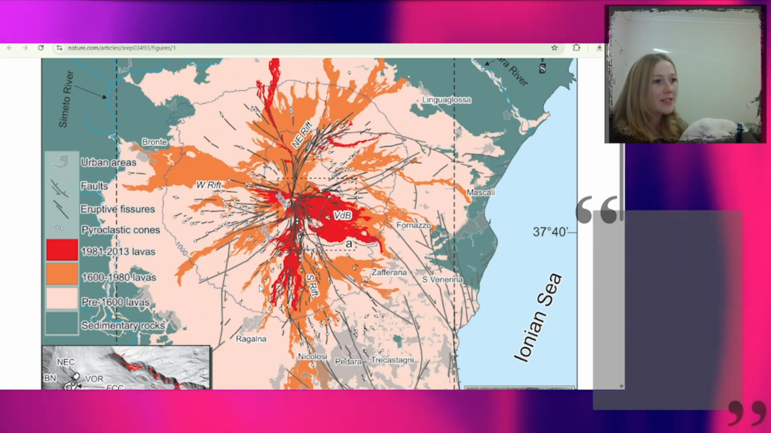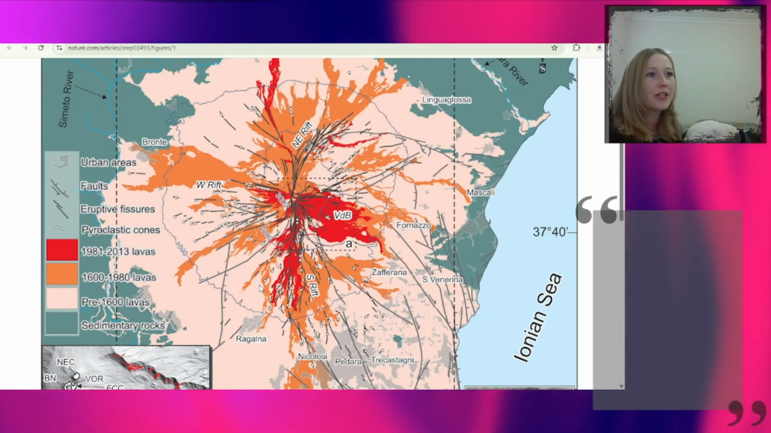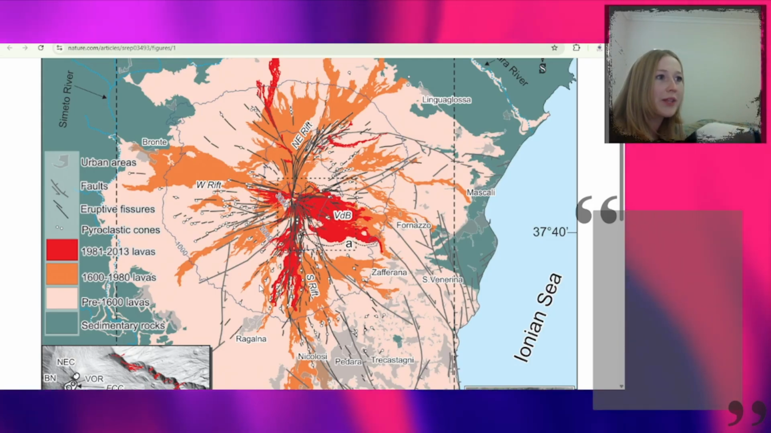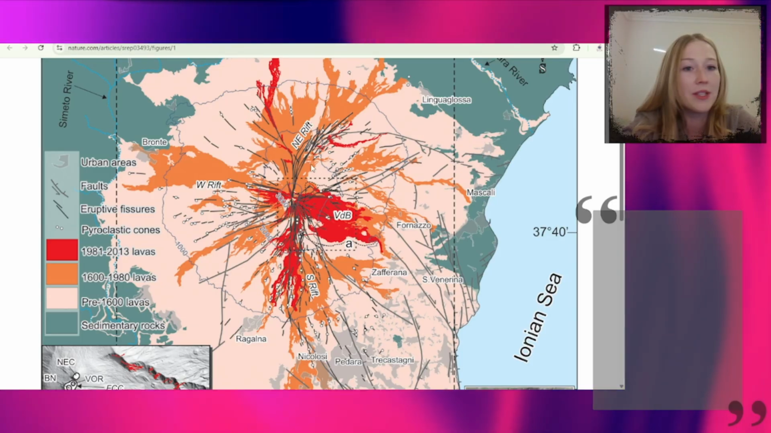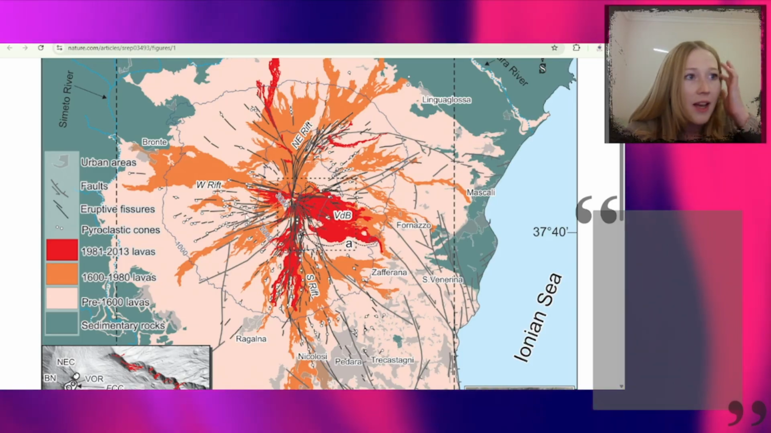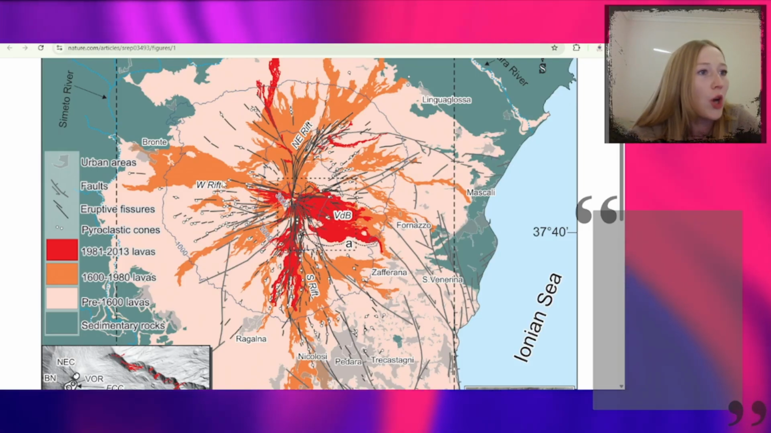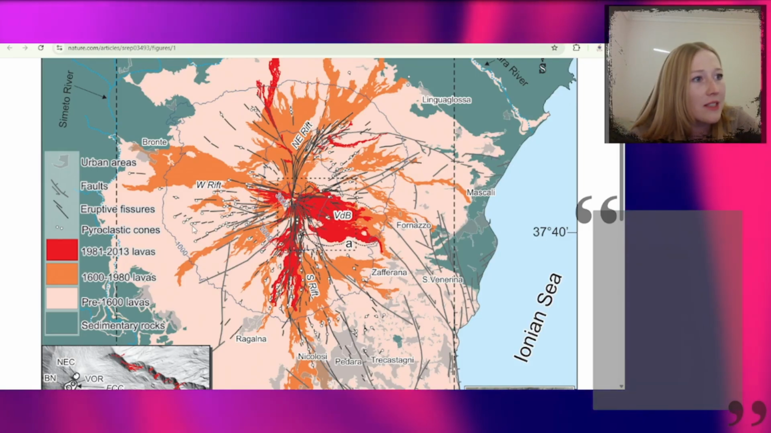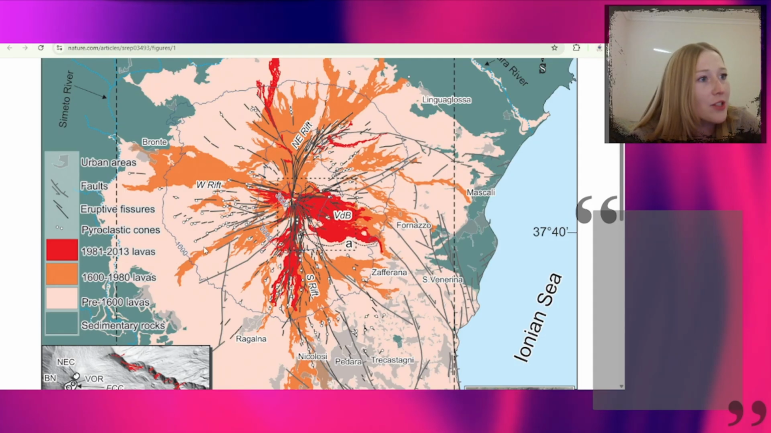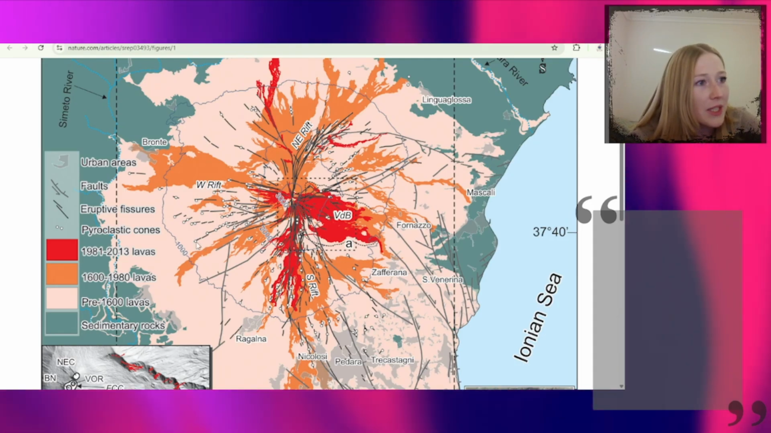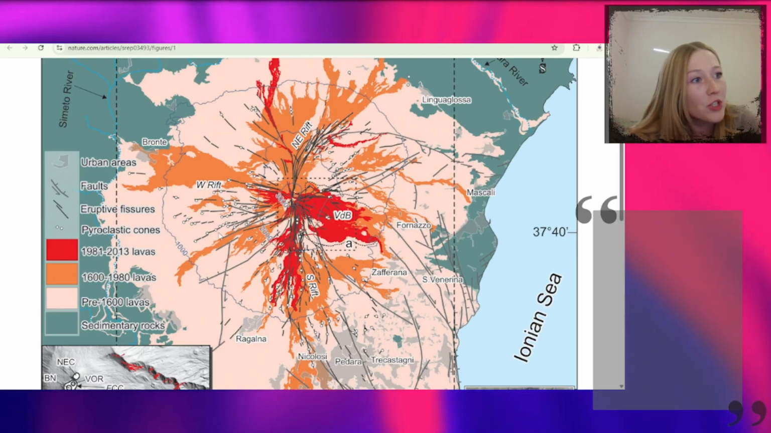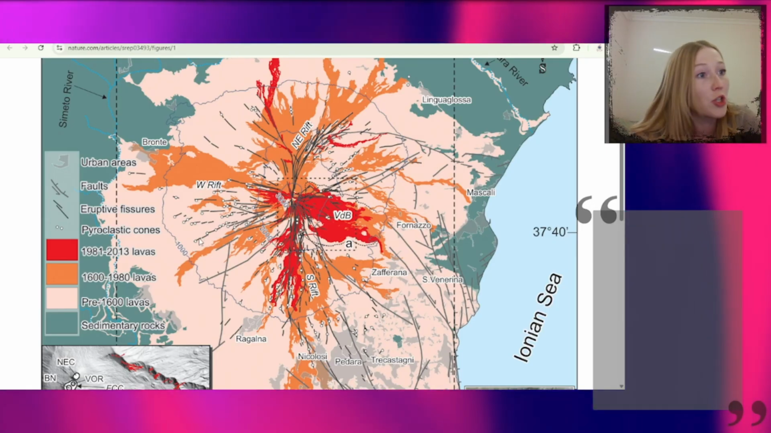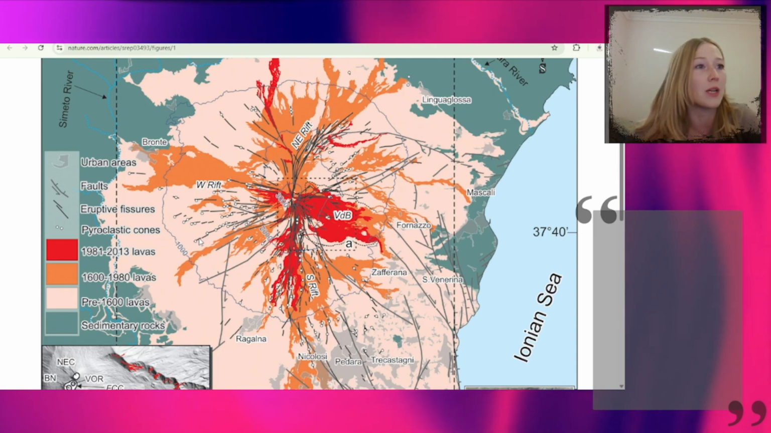Okay, pyroclastic cones and eruptive fissures. So those lines that are crisscrossing over the whole thing is where there are weak points and where there have been eruptions. And pyroclastic cones. Oh, I see. There's these little dots at the end of all of the lines. So there must have been lava that's probably come out from those weak points, from those fissures, and it formed some type of dome, so maybe kind of like lava domes, I would assume.